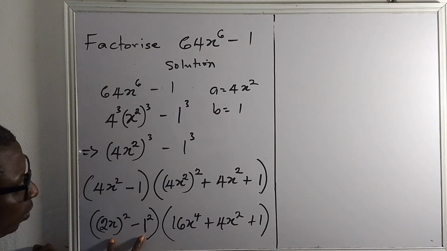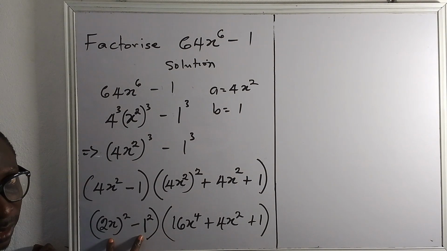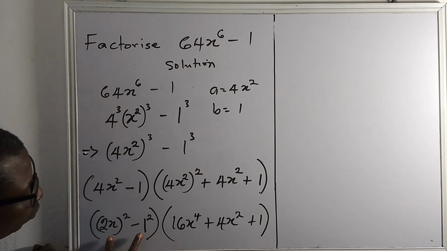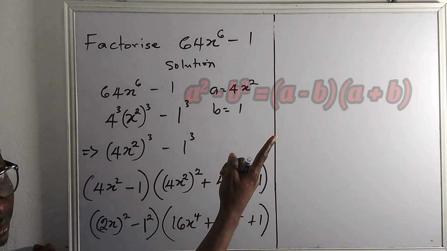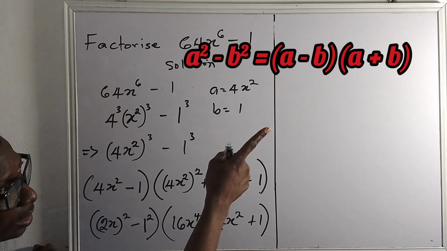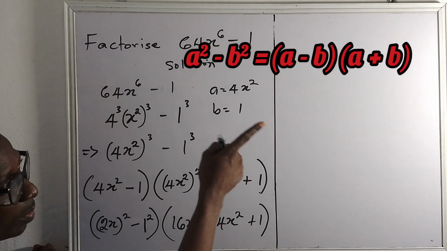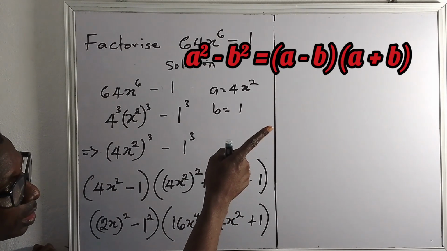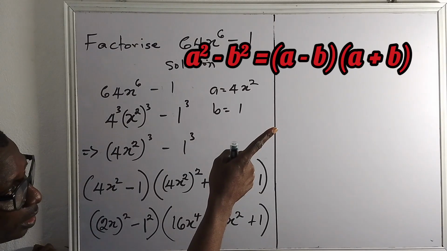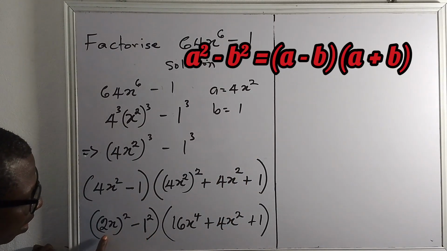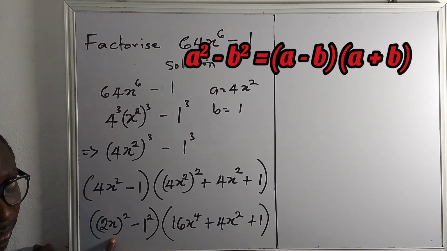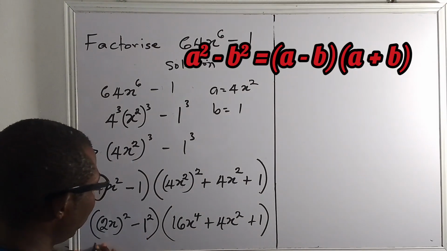Now when you look at this, this is a difference of two squares. When you have a difference of two squares, you apply this relationship: a raised to the power of 2 minus b raised to the power of 2 equals a minus b times a plus b. So now our a here is 2x, while b is 1.